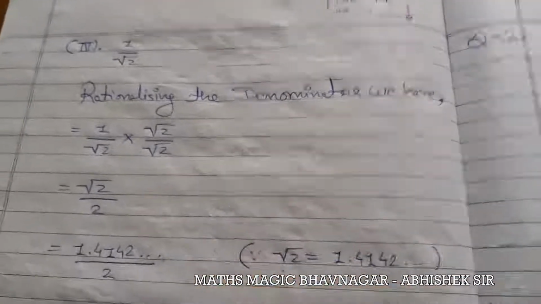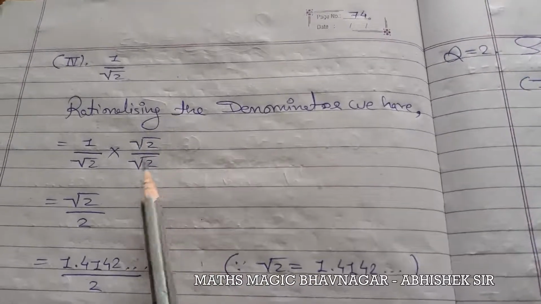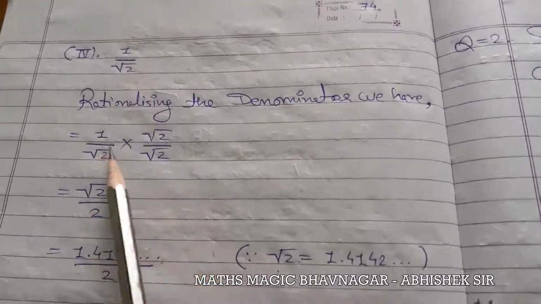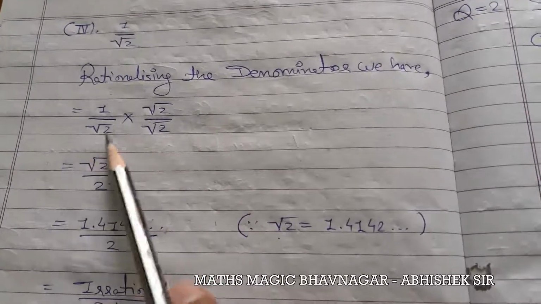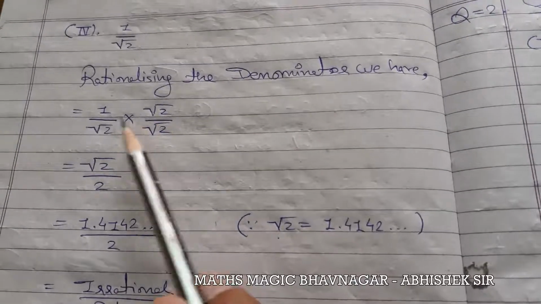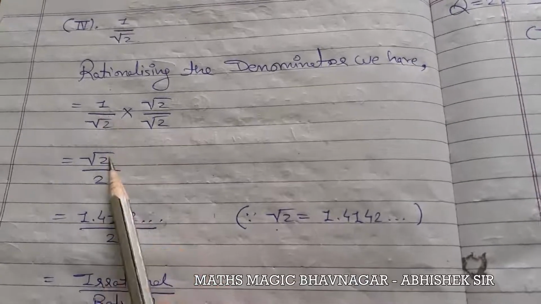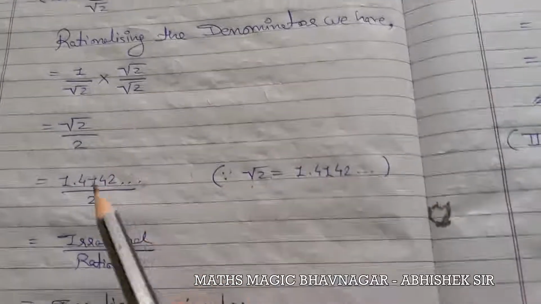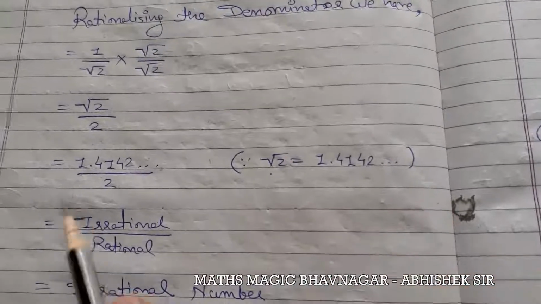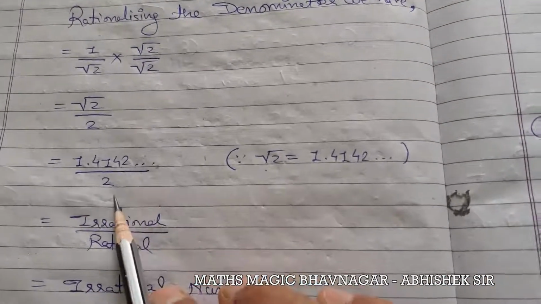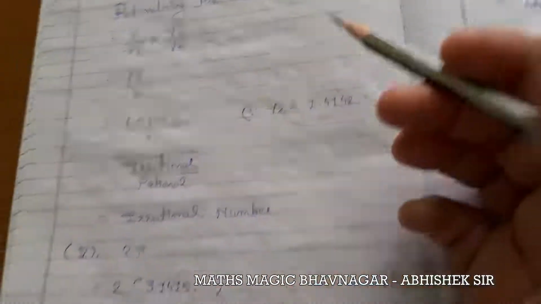Sub question 4 in question number 1 is 1 upon root 2. Rationalizing the denominator: here there is a root in the denominator, so we have to multiply by the value in the denominator, that is root 2. So 1 upon root 2 into root 2 upon root 2, that is root 2 in the numerator, and root 2 into root 2 is 2. We know that the value of root 2 is 1.4142 and so on. So 1.4142 upon 2 is an irrational number upon a rational number, so the answer will be an irrational number.